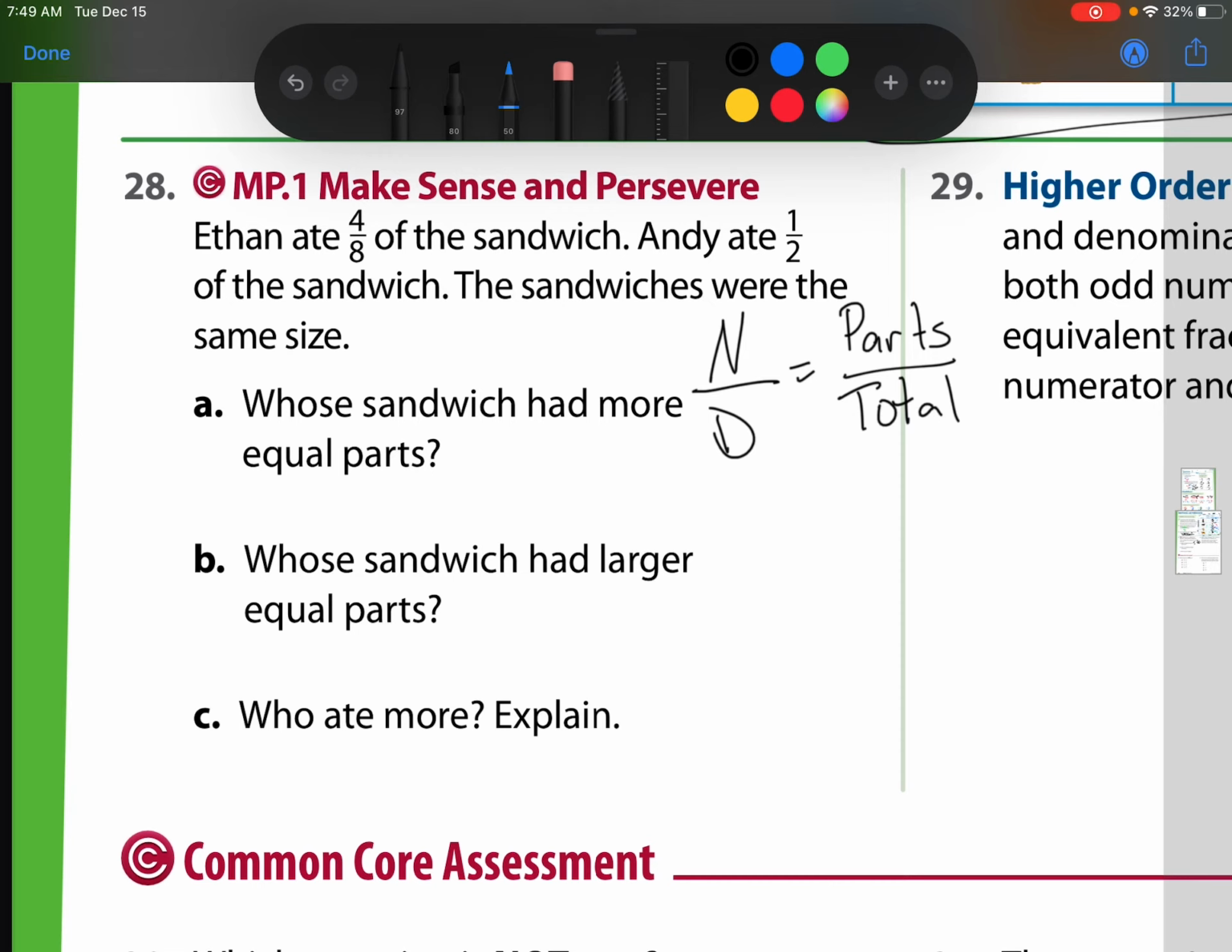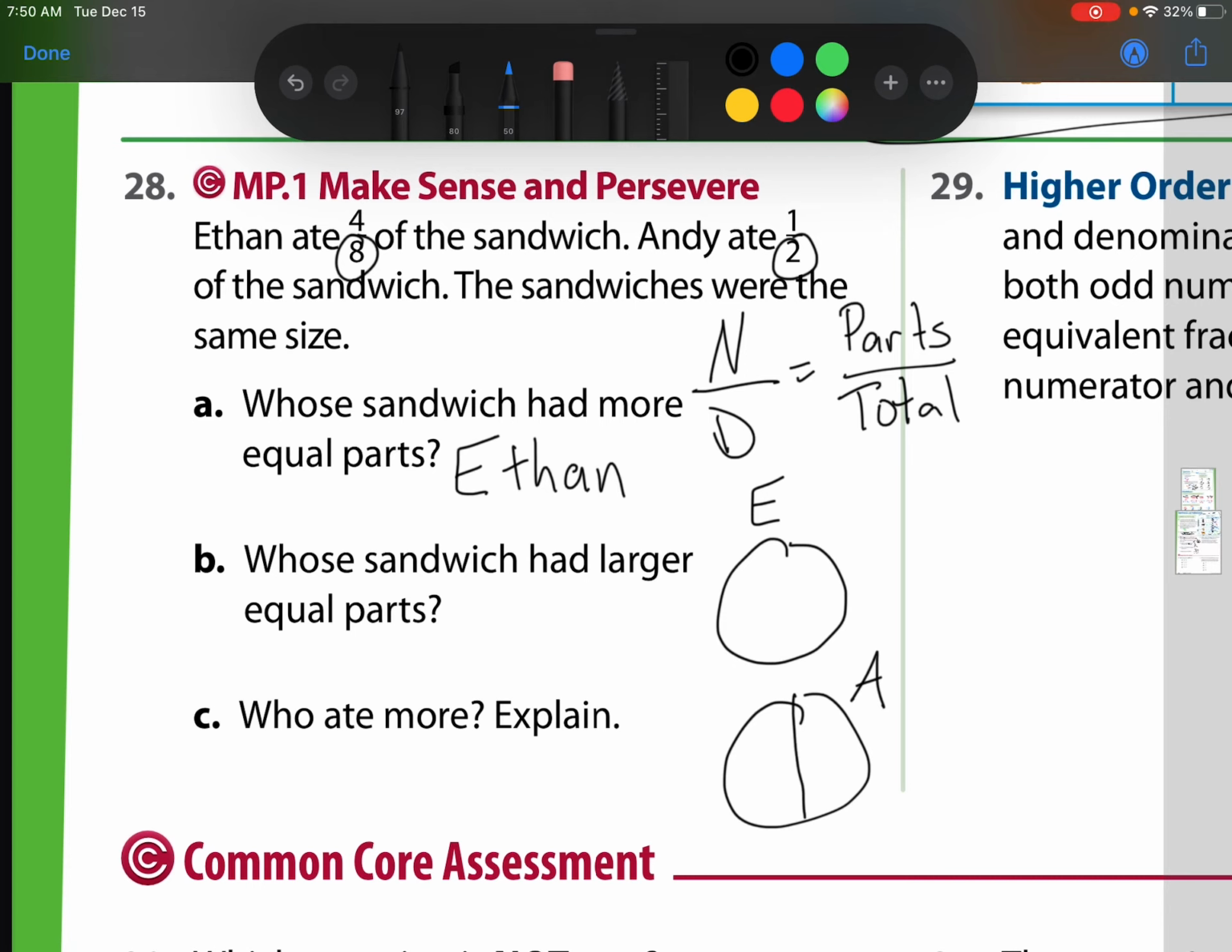Well, Ethan had 8 equal parts, and Andy had 2 equal parts. So it looks like Ethan ate more, or Ethan had more equal parts. Whose sandwich had larger equal parts? Well, look at it this way. This is Ethan's, and this is Andy's. Andy had a half, whereas Ethan had 4/8.